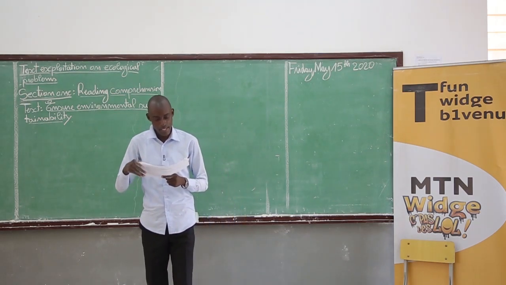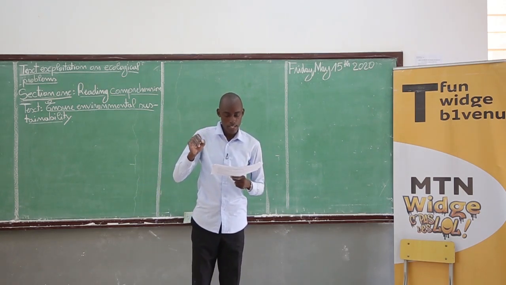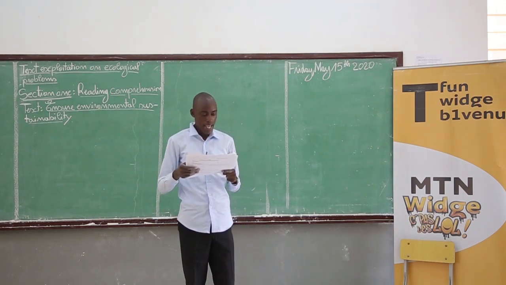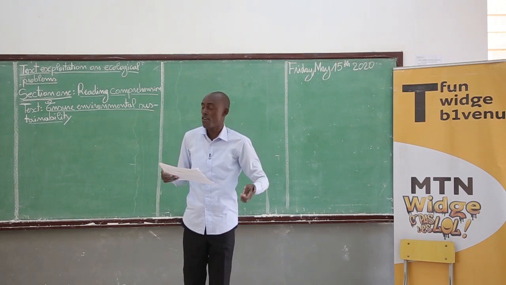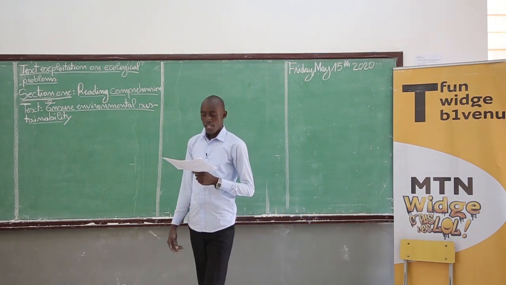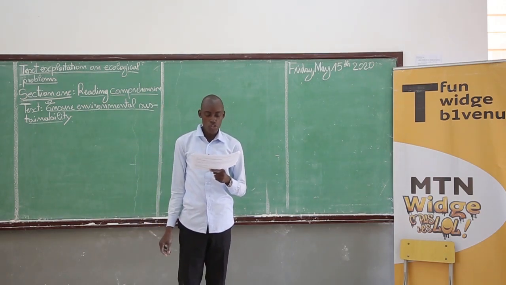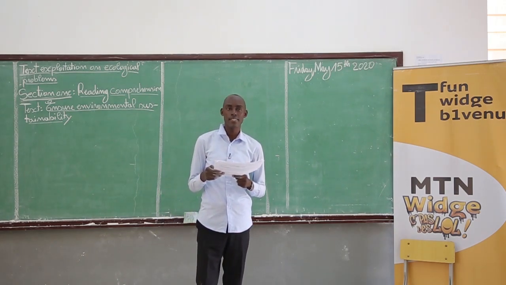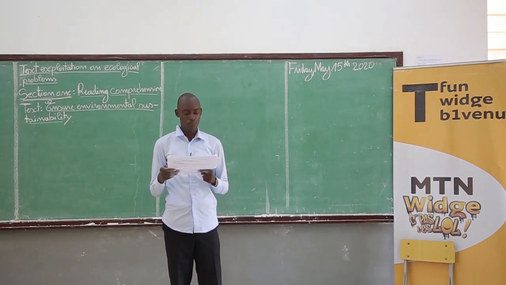Let's read the text. Dear learners, I think that you are ready. You are listening to me, and I'm going to read the text. Let's read. Text: Ensure environmental sustainability. This is the title of our text. Ensure environmental sustainability. Environmental sustainability means using natural resources wisely and protecting the ecosystems on which our survival depends.